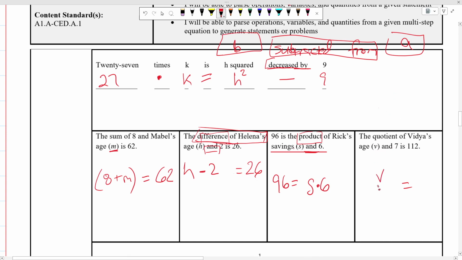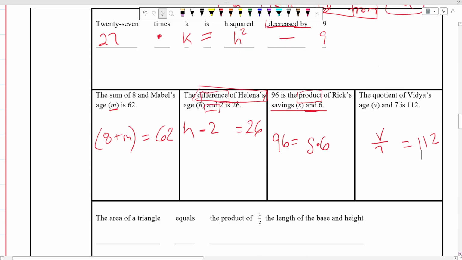So that's my variable. Age, V, and 7. There you go. Is 112. Or, yeah, is 112. Okay. Yeah, that's it. That's the whole equation right there. Guys, not too bad at all, right? Not too bad at all. We're building up. We're developing our skills here.